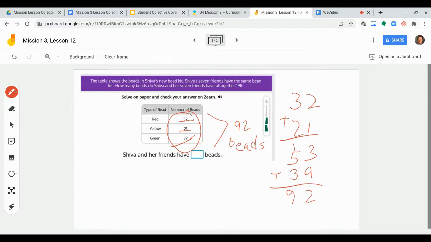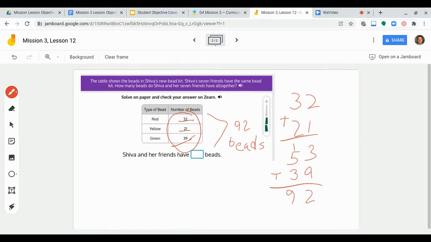Now, the question says Shiva's 7 friends have the same bead kit. So 7 of Shiva's friends also have this 92 bead kit. And it wants to know how many beads Shiva and her 7 friends have all together. Now, this is where you're going to get tricked, and this is where Zern wants you to get tricked. We know we have to multiply because Shiva and her 7 friends each have a bead kit. There's 92 beads. How many total beads?